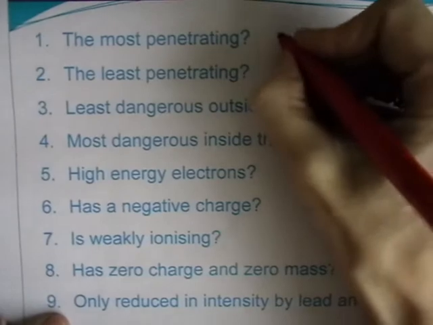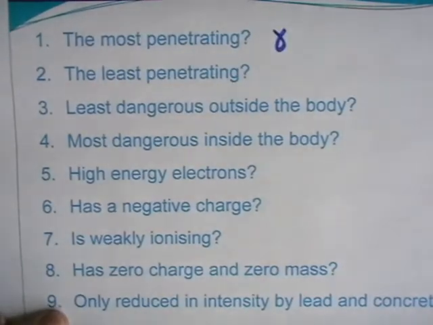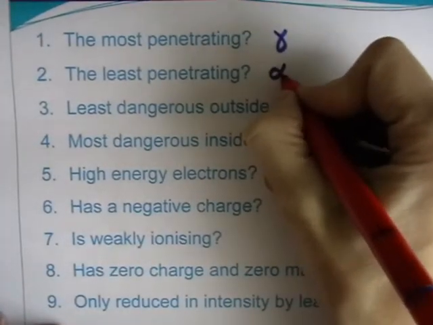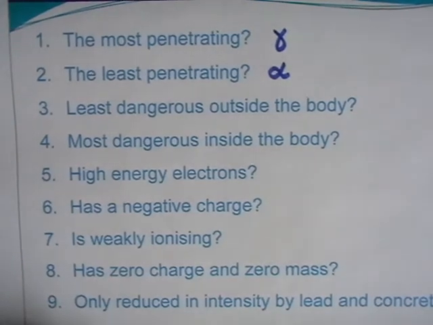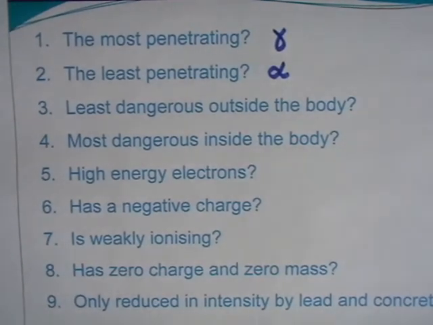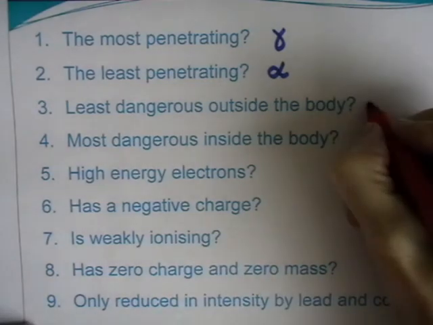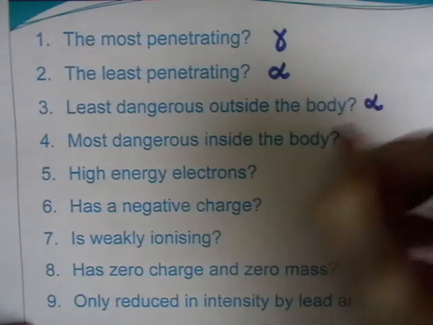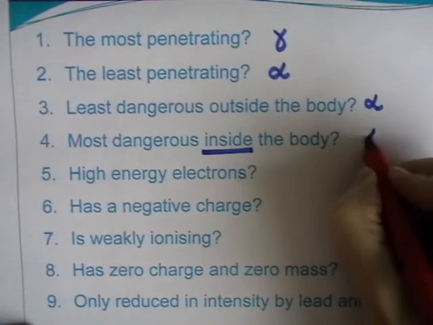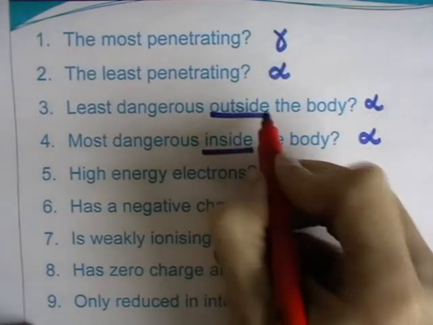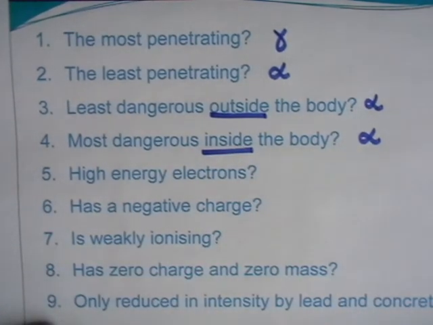So most penetrating is gamma. Least penetrating is alpha, and the reason is because its energy is reduced because it ionizes so many cells and so on, particles or substances that it passes through. Least dangerous outside the body is alpha, but most dangerous inside the body is also alpha. So please be very careful you get the difference between those.